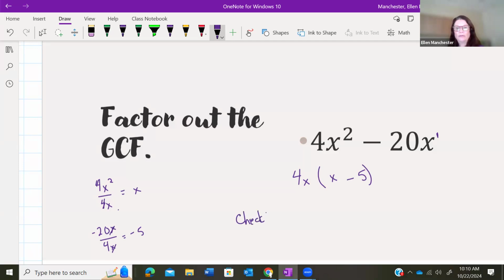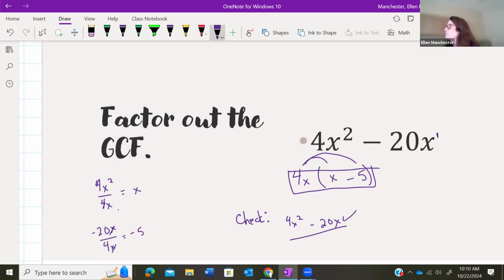You should never get these wrong because there's an easy way to go back through and check. 4x times x is 4x squared. 4x times negative 5 is negative 20x. So we know that this is the correct answer.